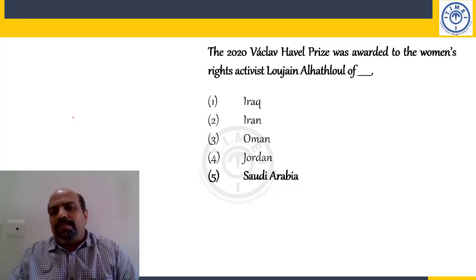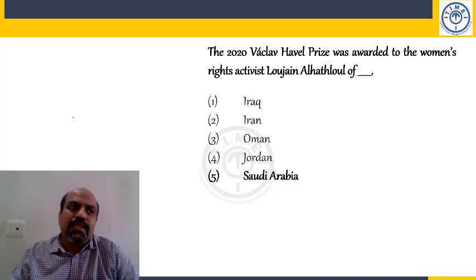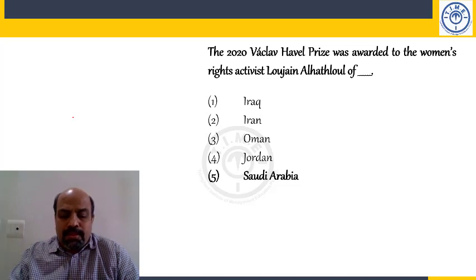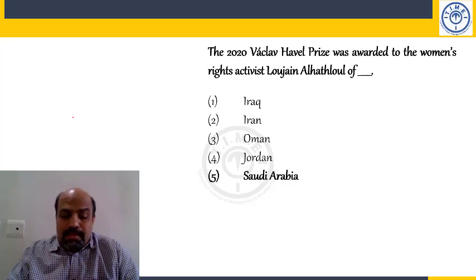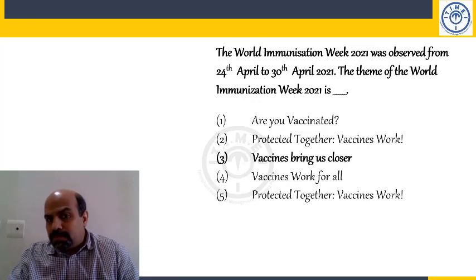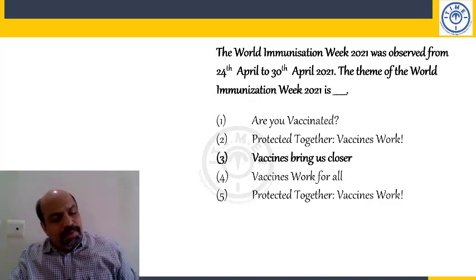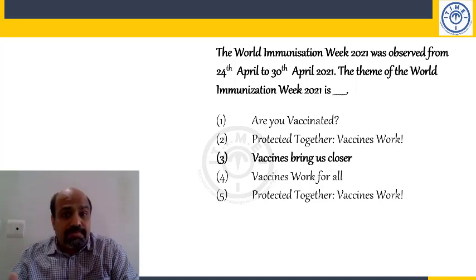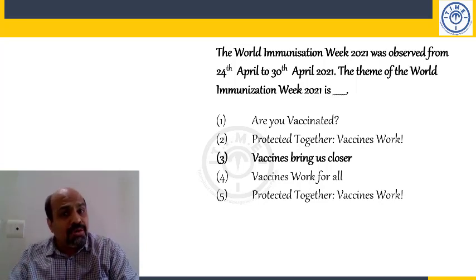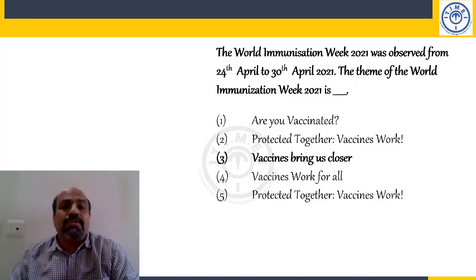The 2020 Vaclav Havel Prize was awarded to the women's rights activist Loujain Al-Hathloul of Saudi Arabia. This lady was put in jail for demanding a few things, including the right to drive for women. Now, the government of Saudi Arabia had given the right to drive to women, but women were not allowed to drive earlier.